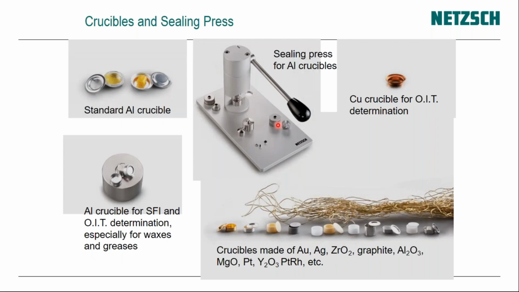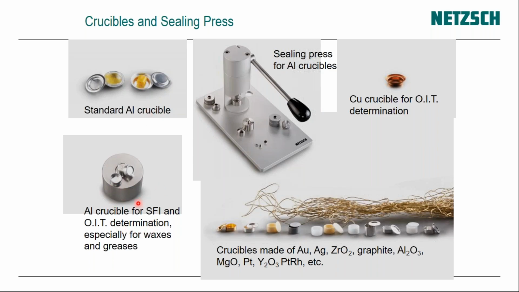Okay, coming to the crucibles and the sealing press. As I mentioned in my slide, we use the aluminum crucible, which has to be sealed, and it has a pierced lid. Normally we use the standard aluminum crucibles, which are used for most of the polymers. But again, for different applications, we have different crucibles.